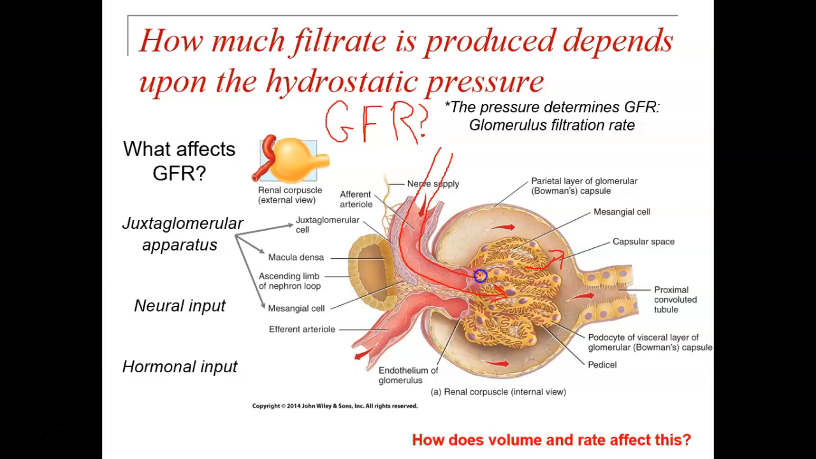Let's say elevated levels of blood traveling into the glomerulus. What happens? Okay, it produces more and more filtrate. That means more and more filtrate has now entered into the proximal convoluted tubule.